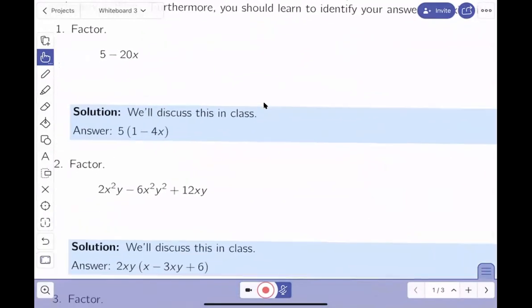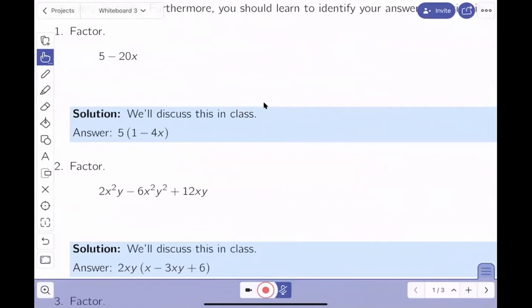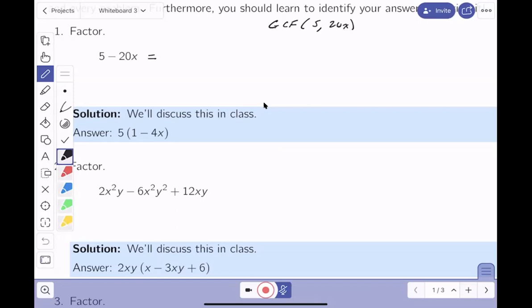All right. So someone said, how would you do that? Well, I go through my steps, and my steps are as follows. This is going to be equal to some kind of product. The first thing I would look for is a GCF between the terms. And what are the terms? 5. And the other term is actually minus 20, but let's not worry about that. Let's put down 20x. But the term is minus 20x. What's the GCF between those? It's 5. That's the only factor they have in common.